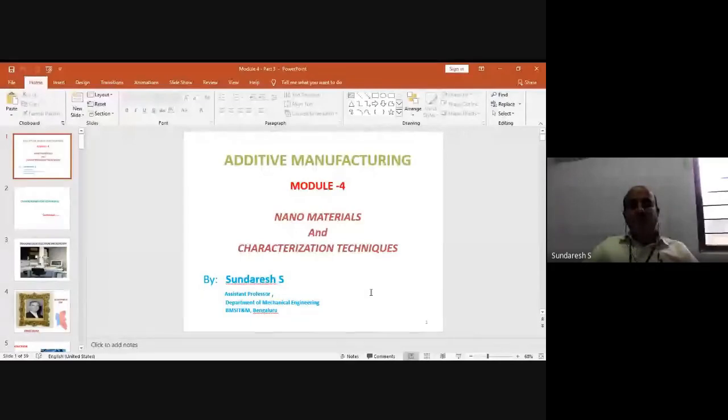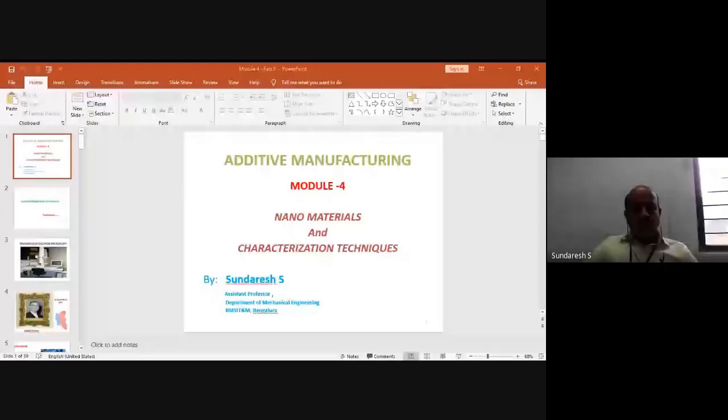I think I started with the characterization techniques in the last class, where we discussed different characterization techniques, like scanning electron microscopy, XRD, or atomic force microscopy. There are so many things there that we are going to discuss now.